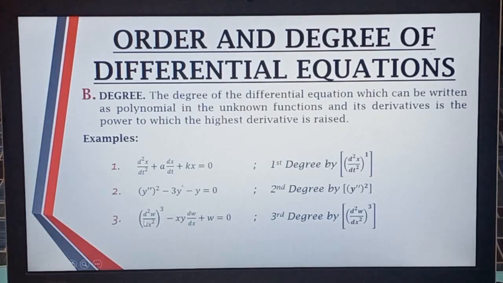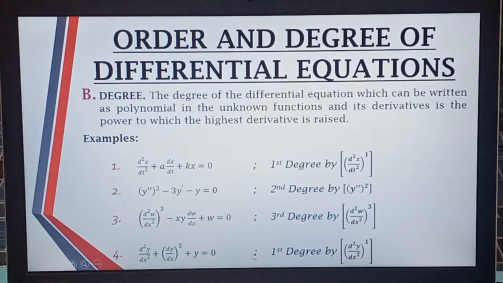Next example is the quantity of the second derivative of w with respect to x raised to 3 minus xy multiplied to dw over dx plus w equals 0. Identify first where the order comes from. You have the second derivative and the first derivative. So automatically you will have this term. Here, you have the second order, but our target is the degree. So you have this term. The exponent of this term is 3, which means you will have third degree.